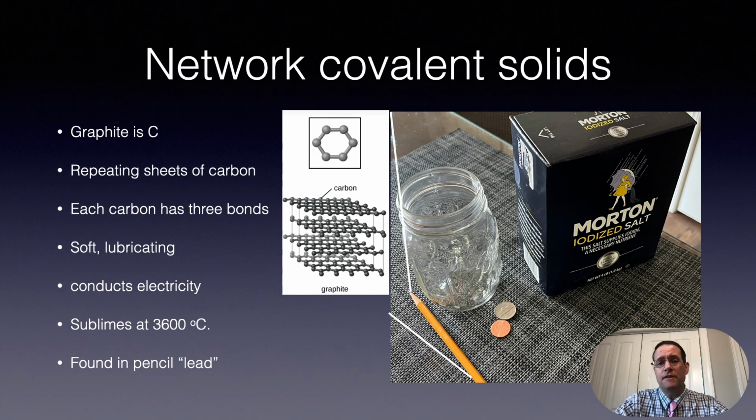Another type of network material, so glass we're very familiar with, and also our pencils, all right? Graphite is made of carbon, and it contains repeating sheets of carbon, okay, shown in this little diagram here, and each carbon has 3 bonds, okay? Now carbon's unique in that it's soft, okay? Diamond, in contrast, is hard, glass is hard, but graphite is very soft, so it's used in lubricating locks.